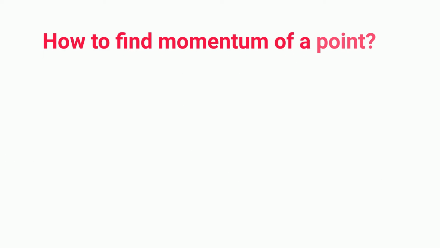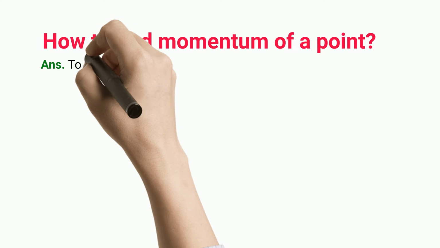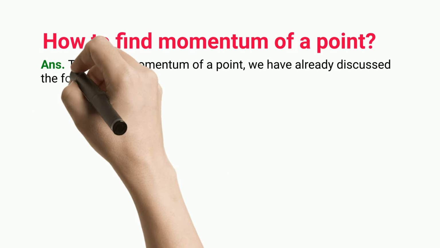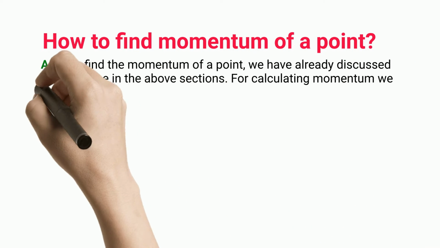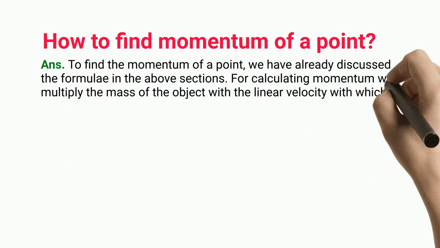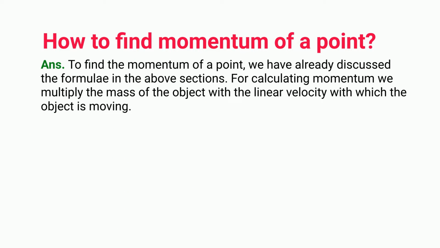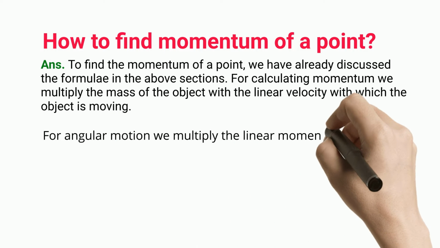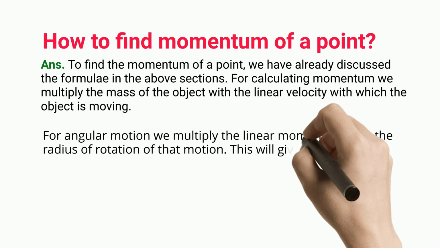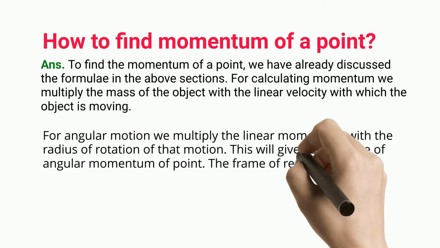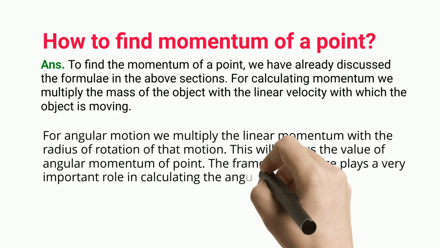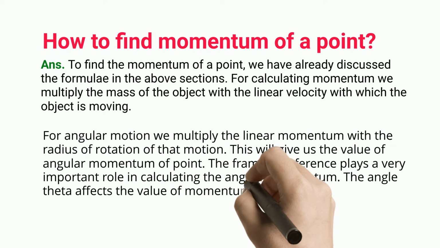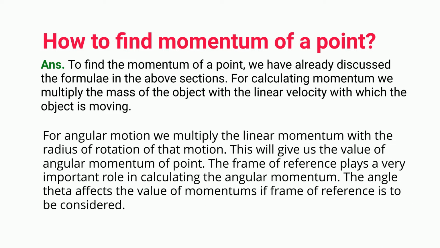How to find the momentum of a point. To find the momentum of a point, we have already discussed the formulae in the above sections. For calculating momentum, we multiply the mass of the object with the linear velocity with which the object is moving. For angular motion, we multiply the linear momentum with the radius of rotation of that motion. This will give us the value of angular momentum of a point. The frame of reference plays a very important role in calculating the angular momentum. The angle theta affects the value of momentum if the frame of reference is to be considered.